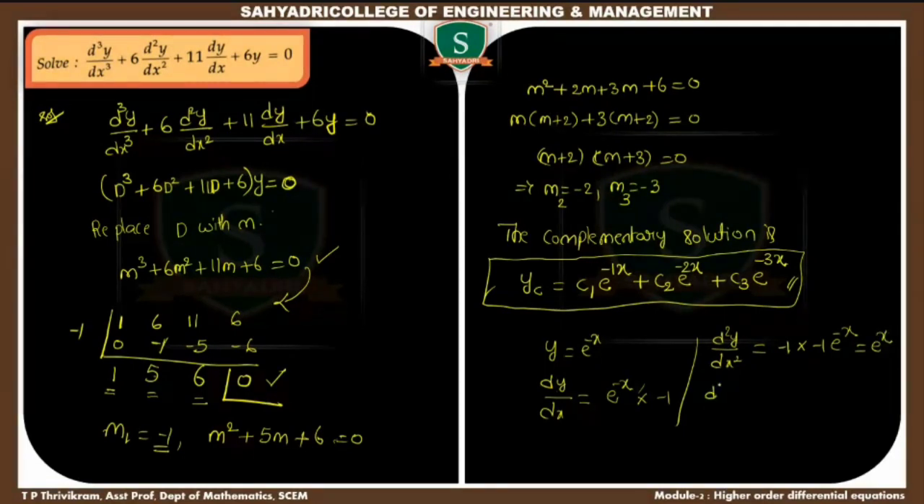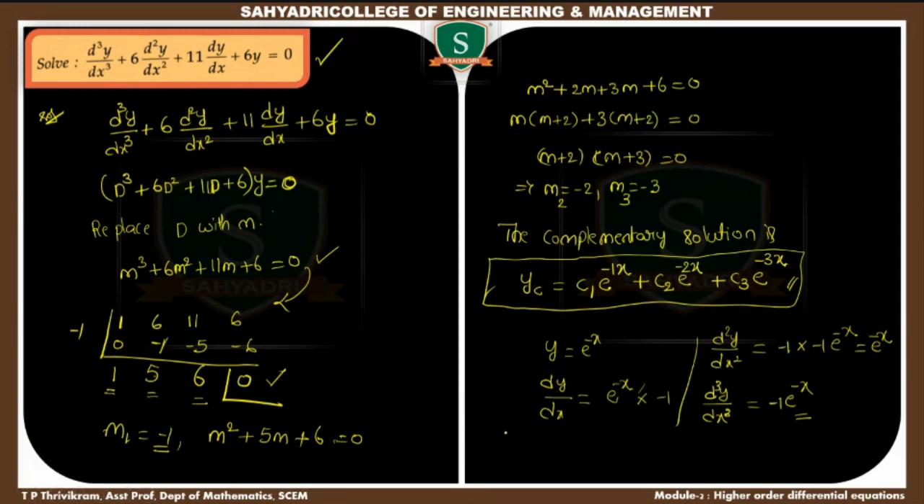Similarly, d cube y by dx cube. I am finding individually the first order derivative, second order derivative and third order derivative. Again differentiate e power minus x. How much you'll get? Minus 1 into e power minus x. So substitute all these in the equation and check whether it is satisfying or not.